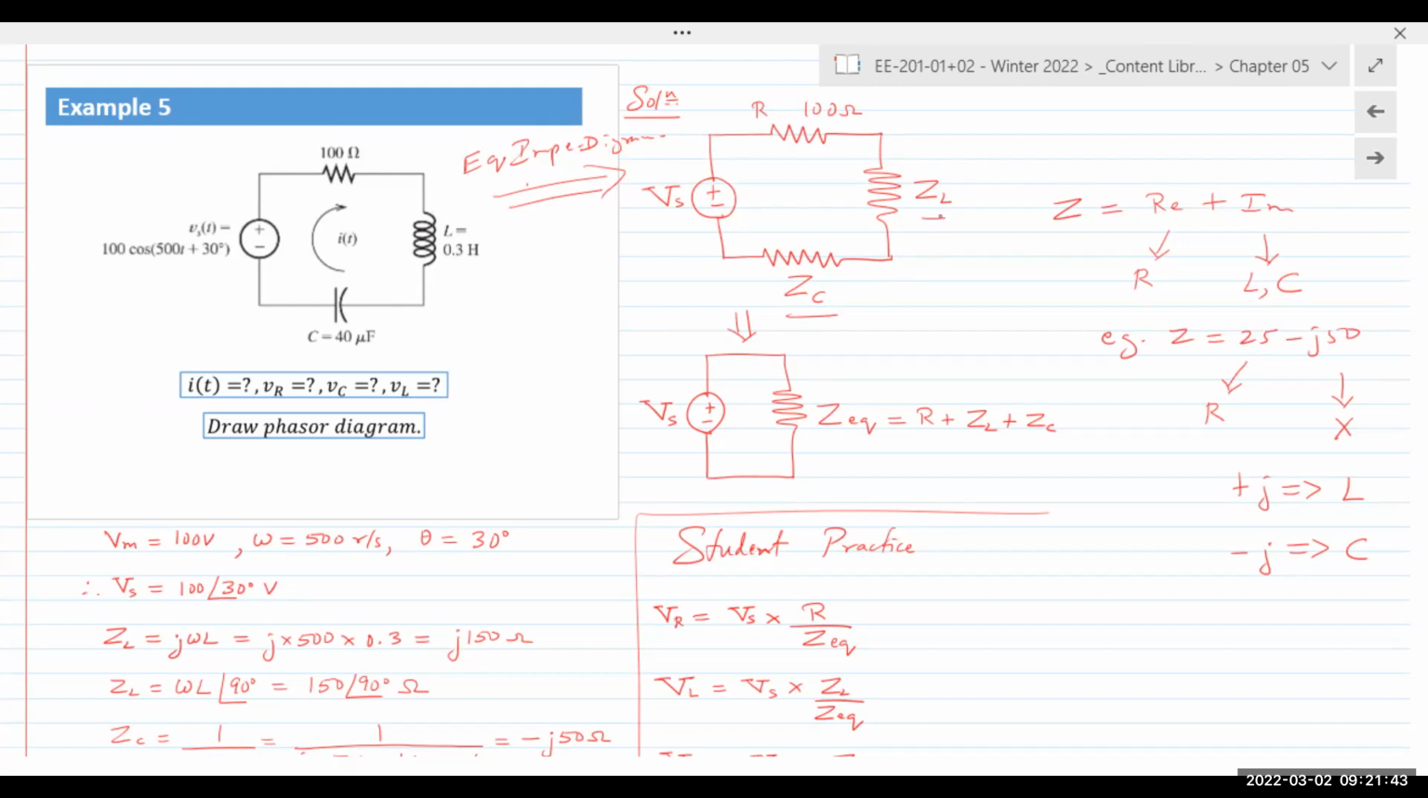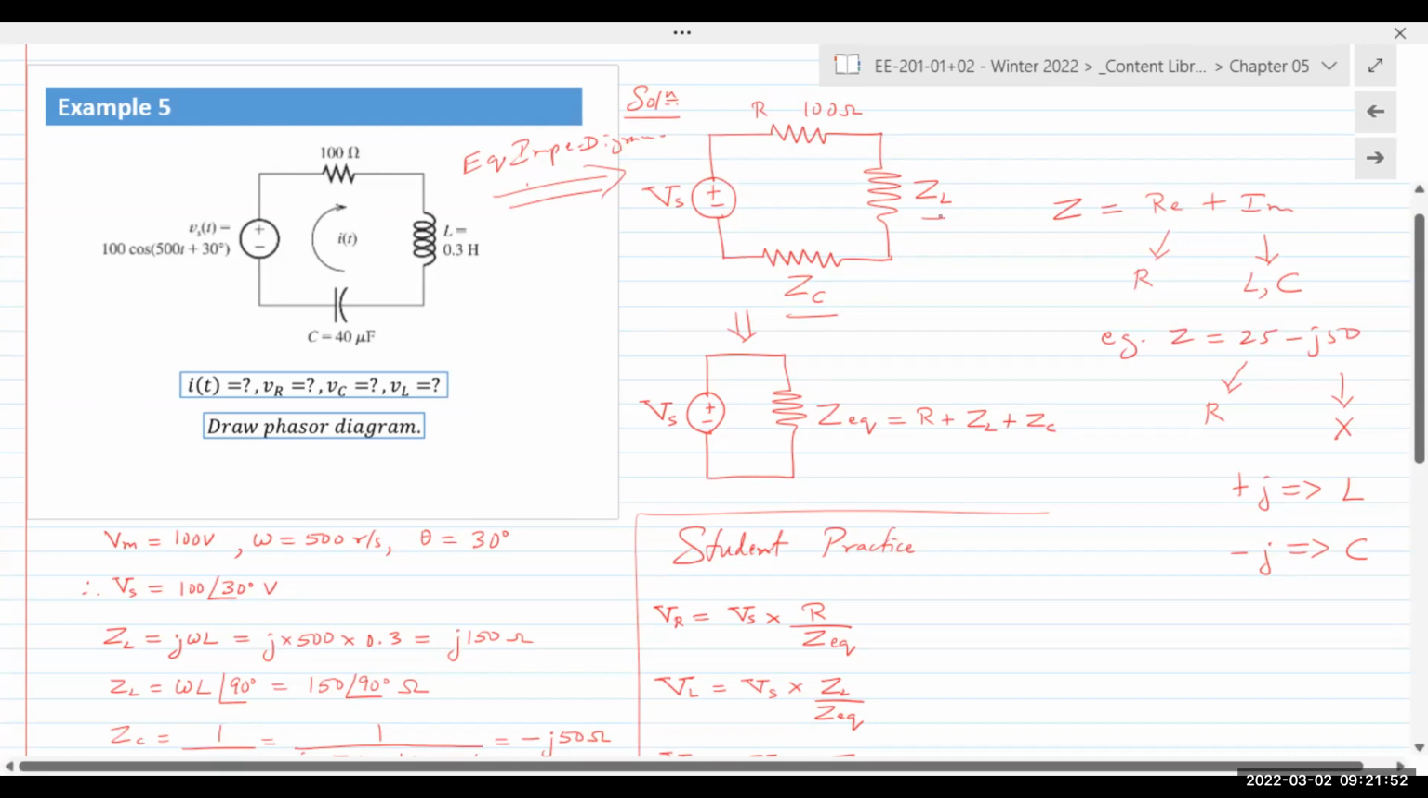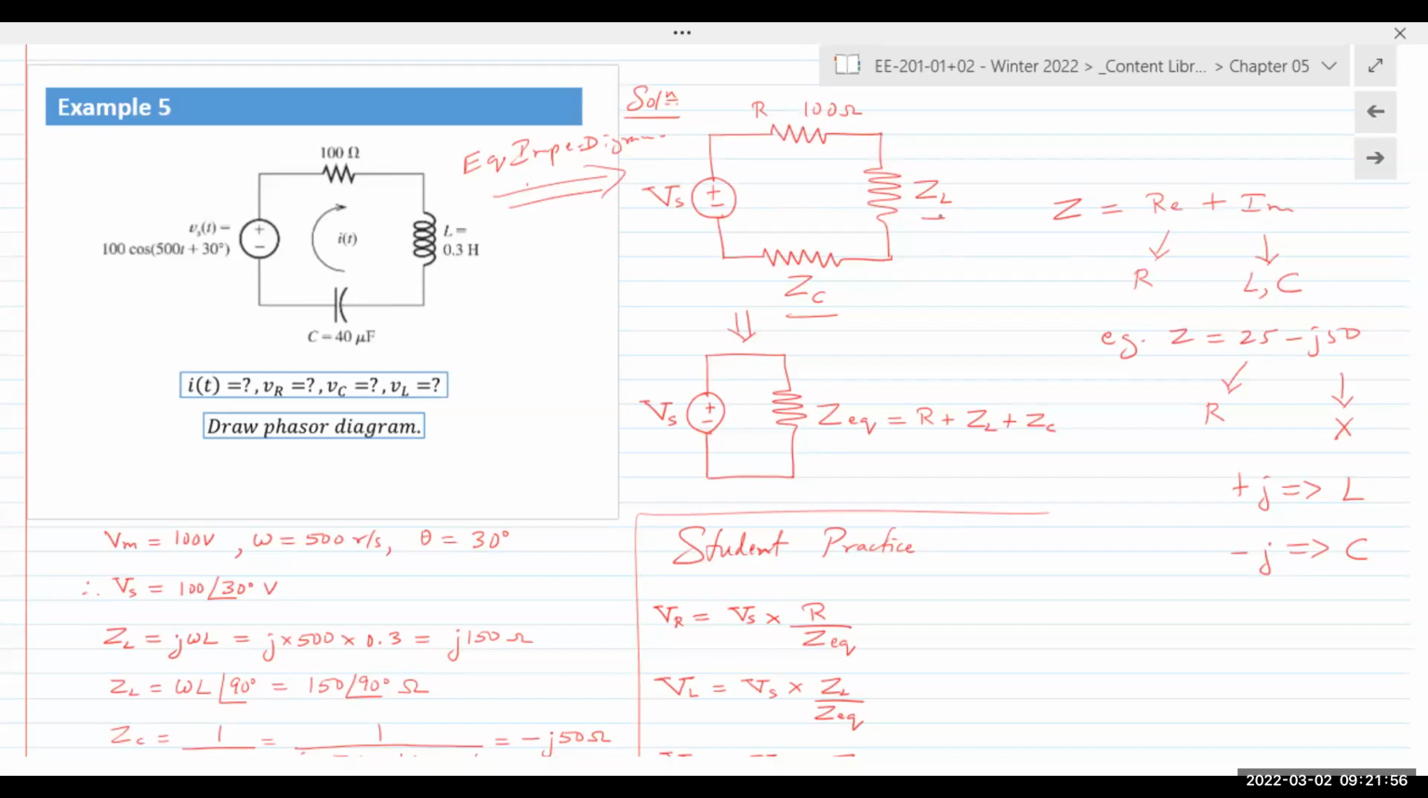And we can see that we have three impedances in series. So the question asks, find the total current i of t, find the voltages VR, VC, and VL. In short, it's asking for voltages across all three components, and it's asking for the total current in the circuit.